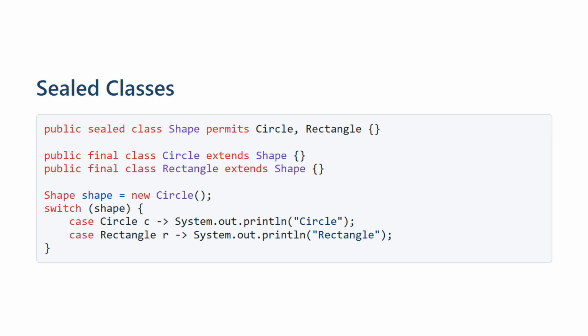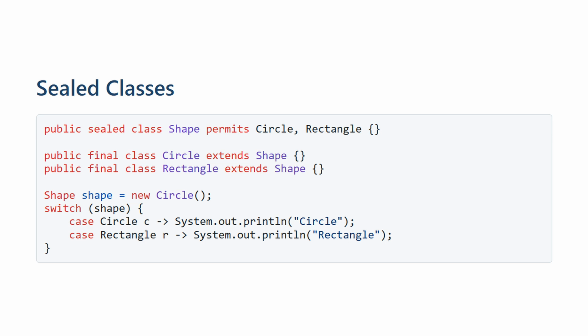Next, we define Circle and Rectangle as final classes. Making them final ensures they cannot be extended further, which keeps the hierarchy simple and predictable. The benefit of sealed classes is that the compiler knows all possible subclasses. This makes pattern matching and switch expressions safer.